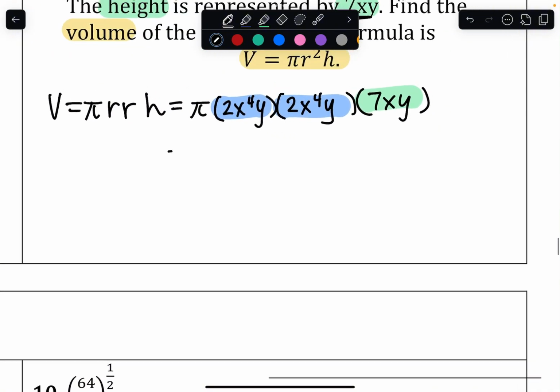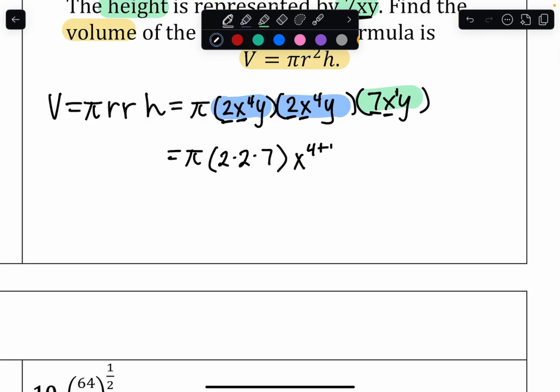All right, so ignoring the pi for now, we'll just keep him here. I have 1, 2, 3 coefficients to bring out front. Everything's just getting multiplied, so we can multiply in any order. And then I have 1, 2, 3 exponents, or 3 x's, and the exponents are 4, 4, and 1. So we're going to add the 4, add the 4, add the 1. And then I also have 3 y terms, and each of those exponents are the invisible 1. And so I'm going to add 1 plus 1 plus 1.